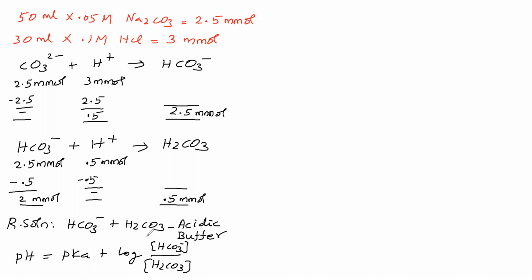Therefore, here the difference is 1 H plus. Therefore, we can say this is Ka1. Therefore, pH is equal to pKa1 plus log of bicarbonate by carbonic acid. Like that we said. Now we will substitute the terms.